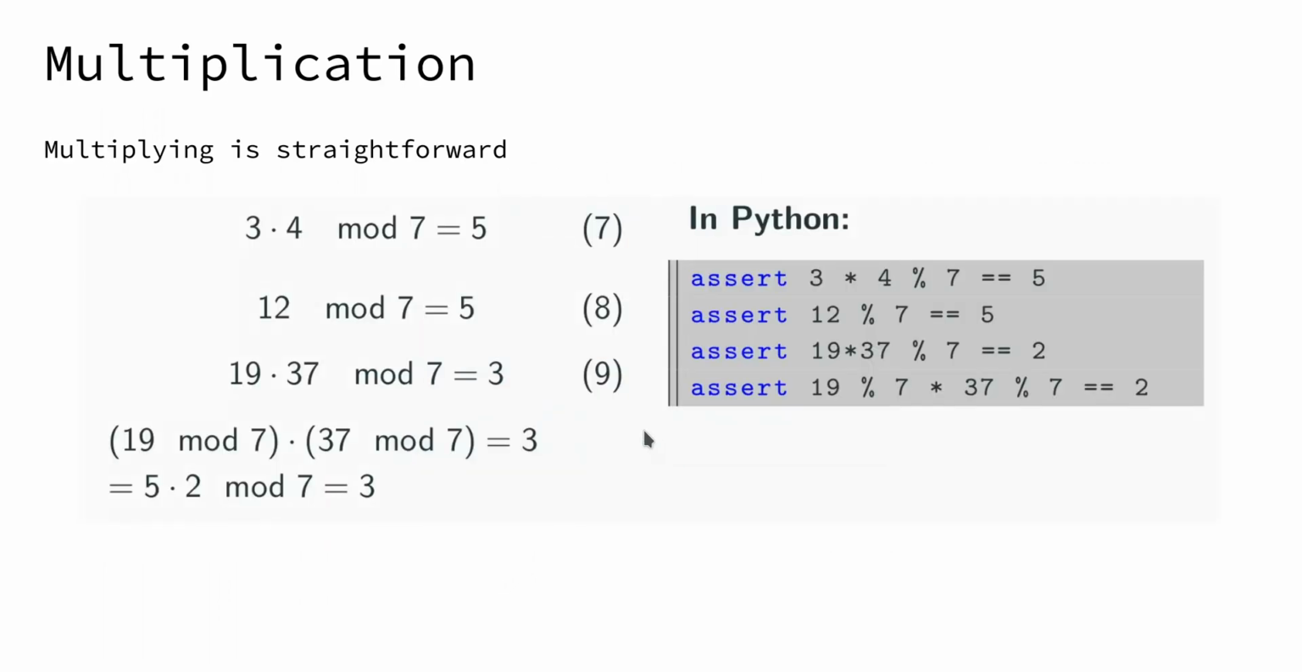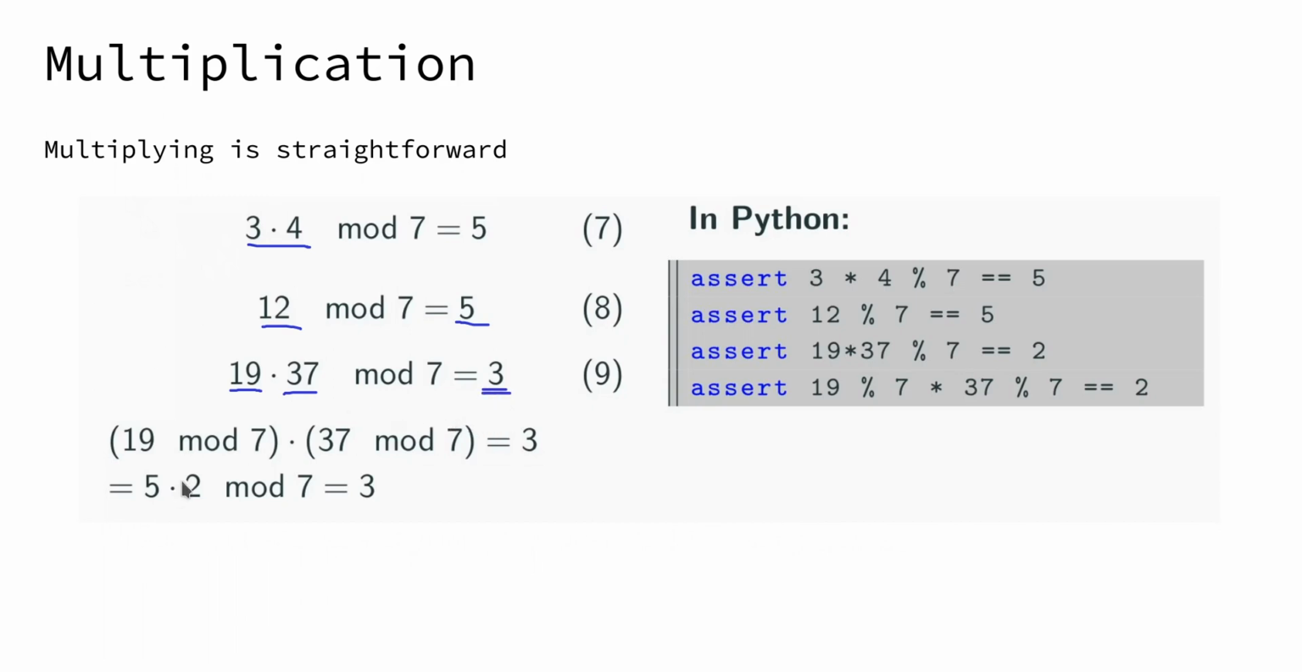So now we can start with calculating. Well, we can multiply. Straightforward, we multiply two numbers. And then we take it modulo, we get a result. We can here in this example take the 19 times 37 mod 7 is 3.